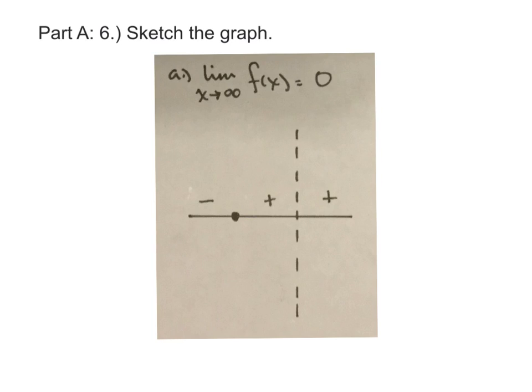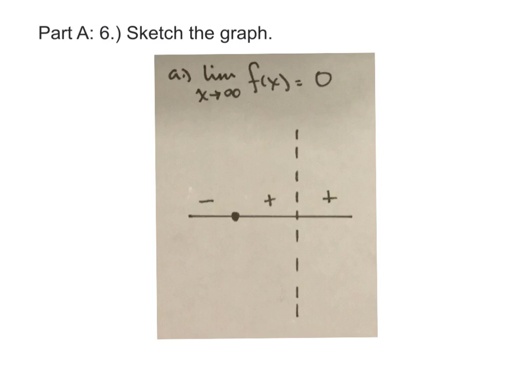I had said in class that I wasn't going to ask you on the test to just graph a rational function. There's too many pieces for it to be an effective test question. Instead, what I was going to do is give you a sign chart and the limit of the function and ask you to sketch the graph from that. So let's try it right here.